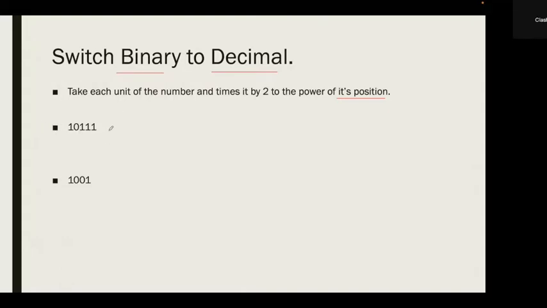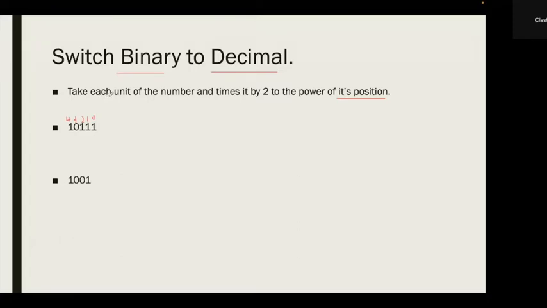The first thing you want to do is mark the position of each unit or each digit. The position starts from 0, and you want to start from the right end, so from the smallest digit. This digit is called 0. Next, the position is 1, next position 2, next position 3, and the final position is 4. Right? So you just mark this up accordingly.